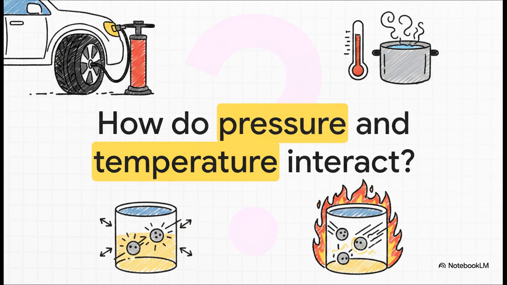But this leaves us with one massive, lingering mystery. We know how volume and temperature interact when pressure is constant, and through our car tire example, we caught a quick glimpse of what happens when volume is fixed. So how do pressure and temperature interact directly when they go head-to-head? This fascinating phenomenon is known as Gay-Lussac's law, and it's exactly what we're going to solve in our next explainer. Until then, keep asking questions and keep looking for the invisible forces shaping our world.